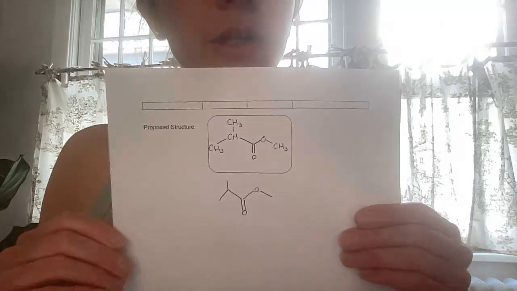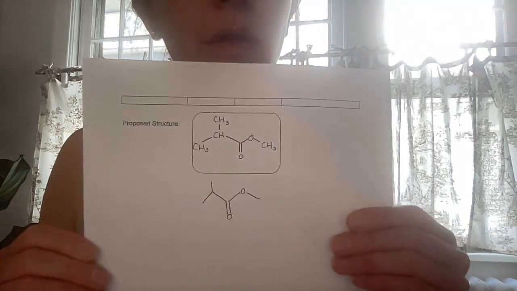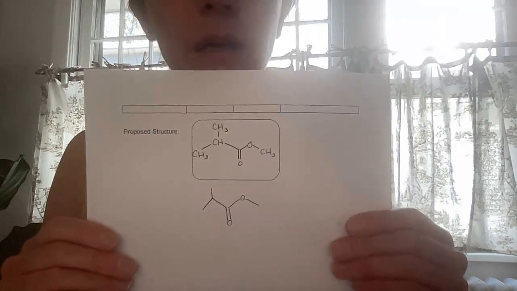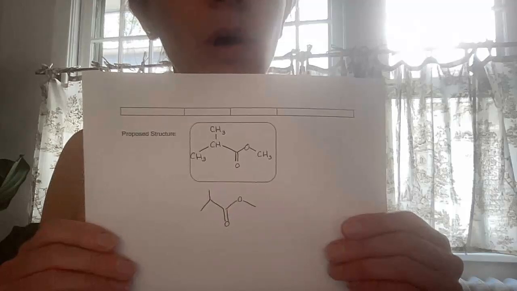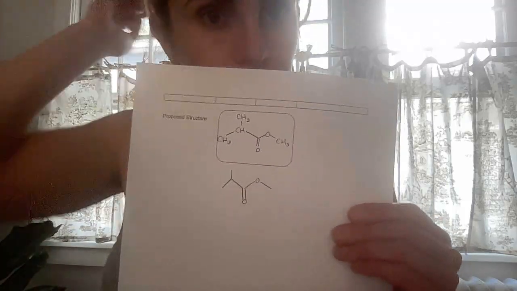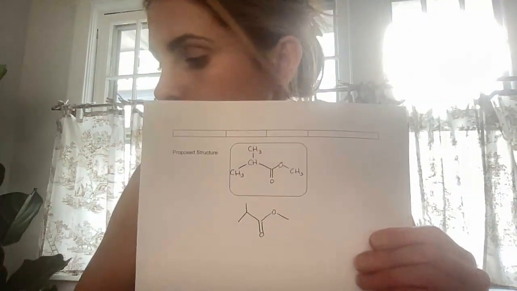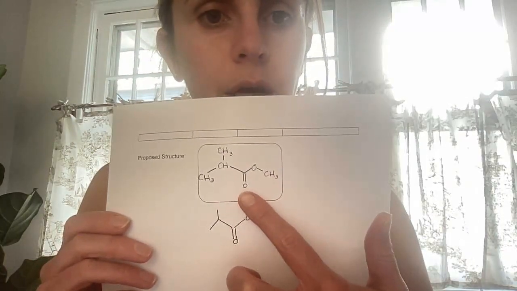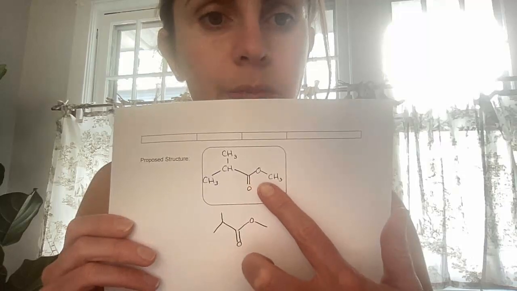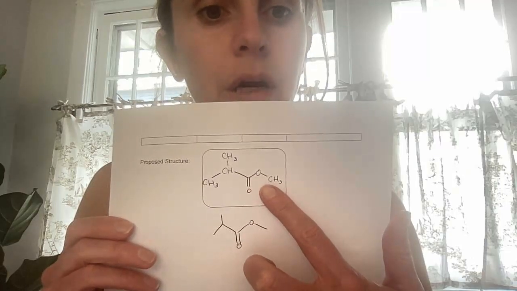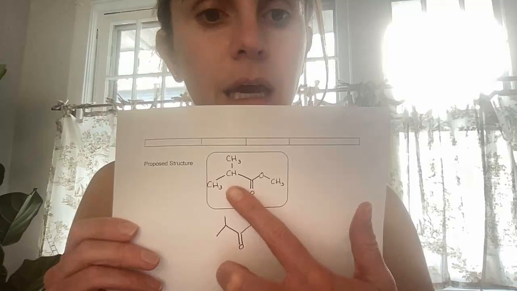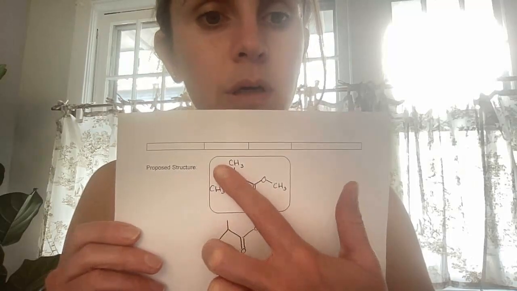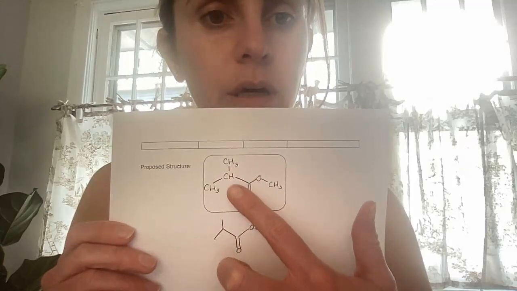Given all of that information, I came up with the following structure here. Based off of the bonding environments that we found from our previous investigation, we have a C bonded to O group right here, an O bonded to a CH3 group right here, and a CH group right here, which is bonded to 2 CH3 groups here.